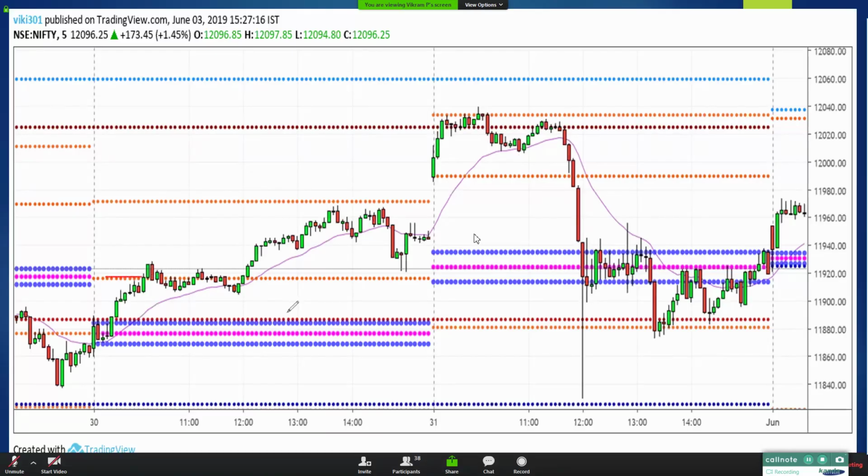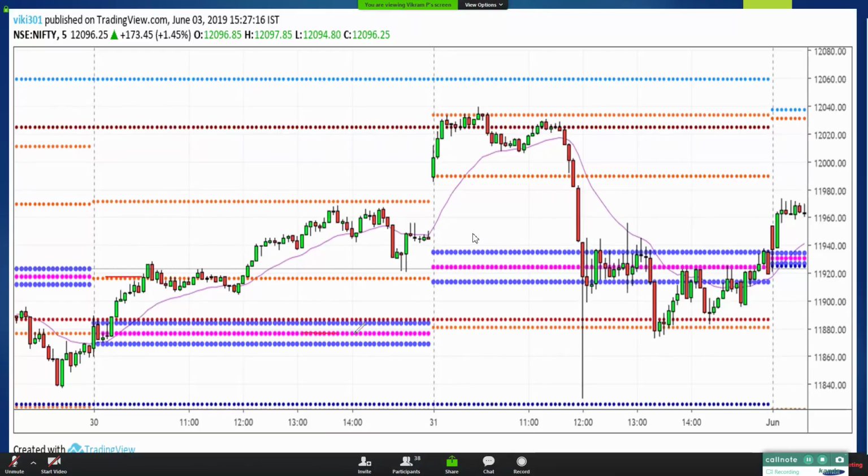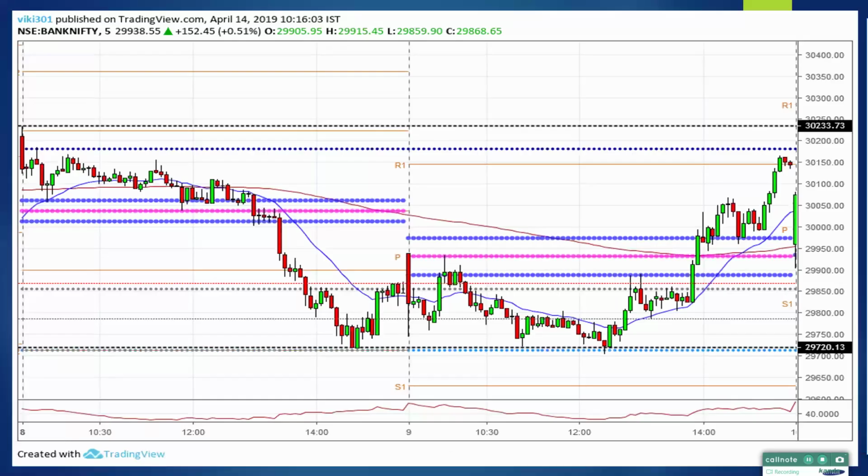But I'm not a very big fan of taking CPR breakout in the morning. I like to take CPR breakout in the afternoon like this. But still, sometimes, even though it may not look like a very good pattern, it can still work out because it's really a CPR breakout pattern, though it's not in the afternoon. Okay, here also there are two patterns.